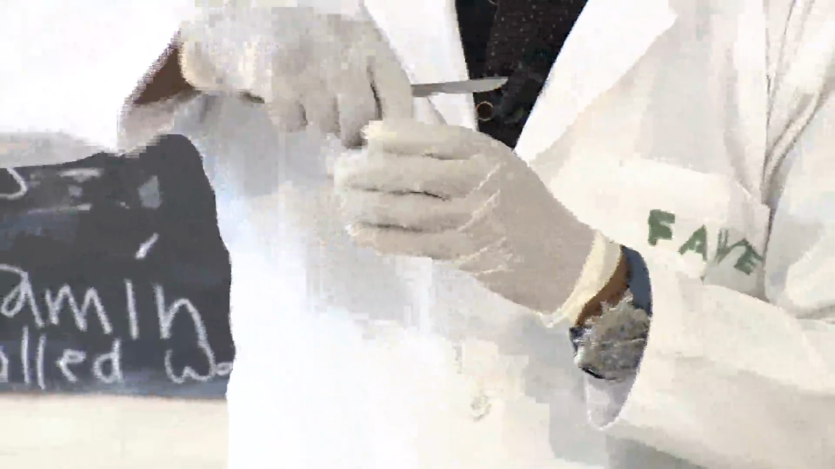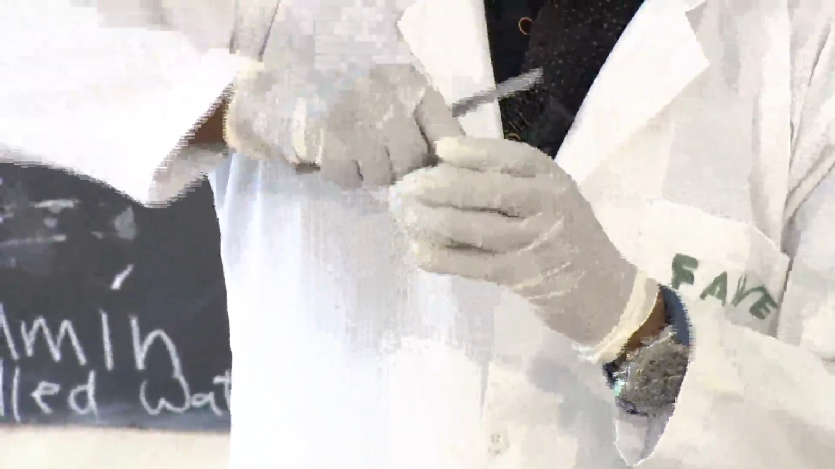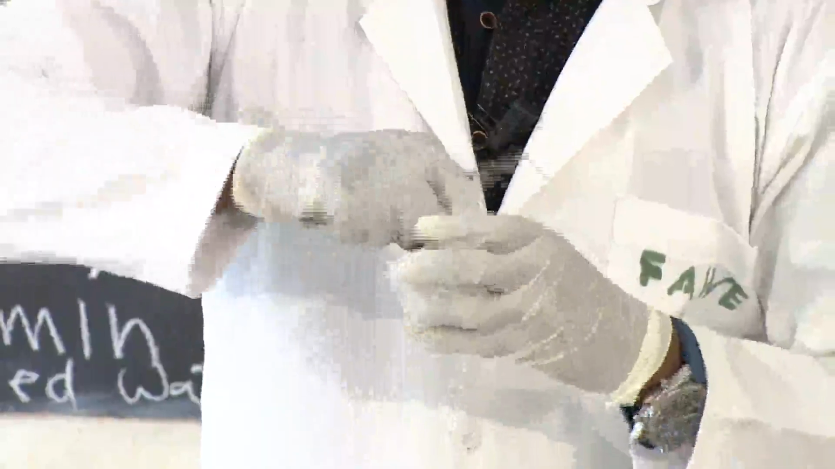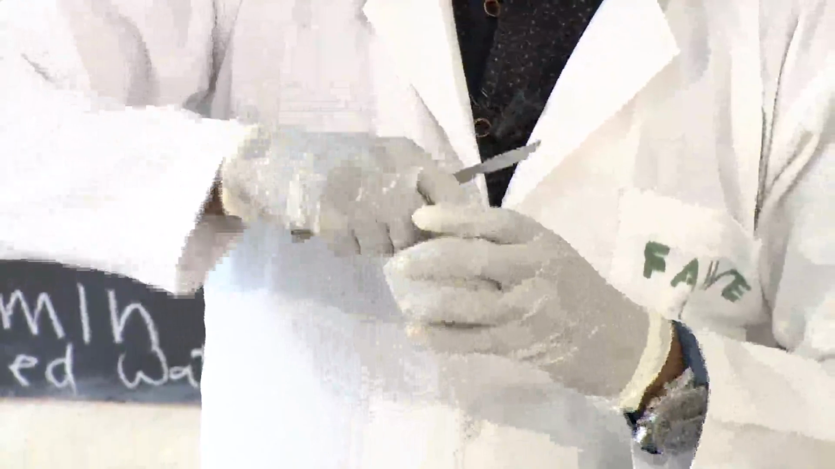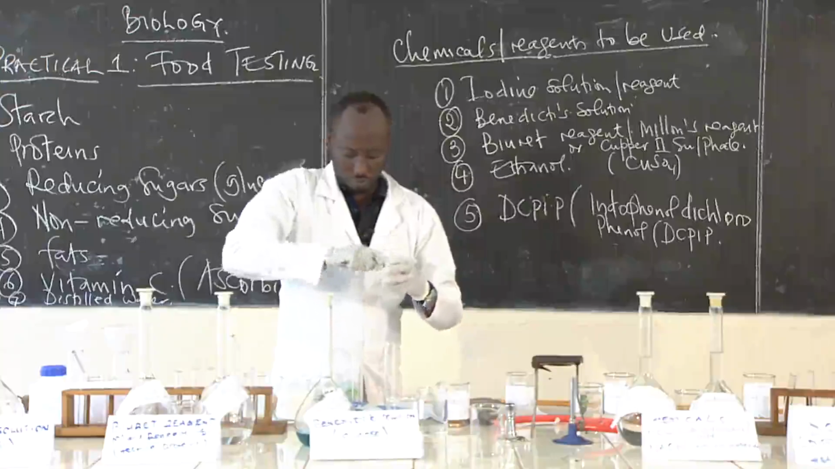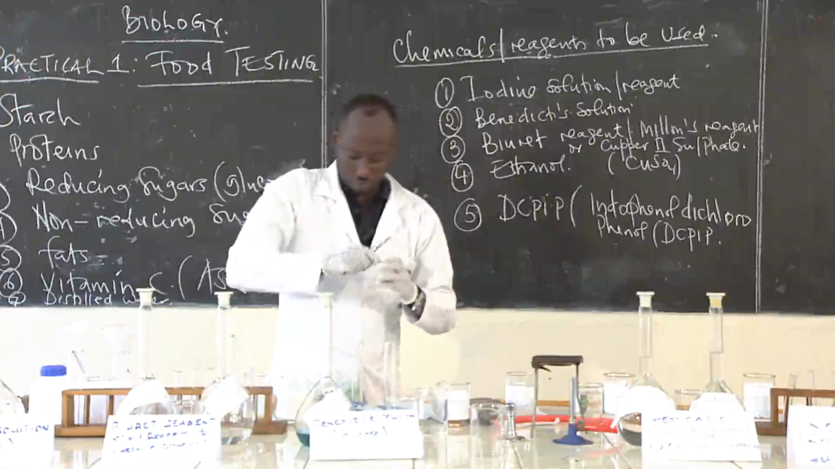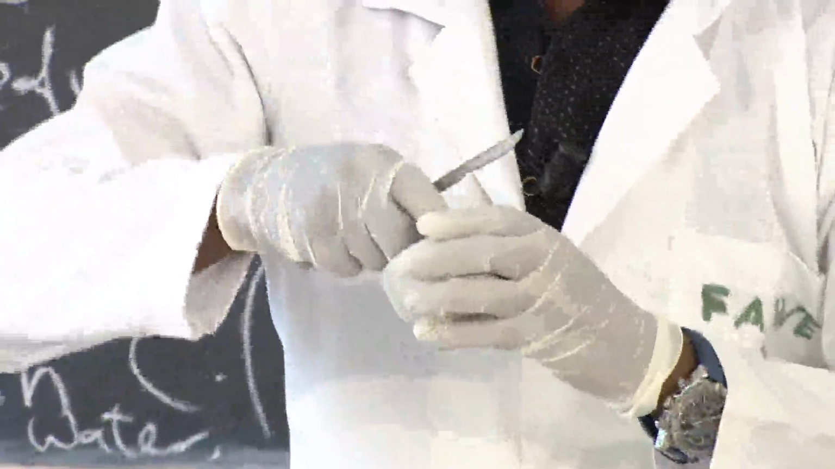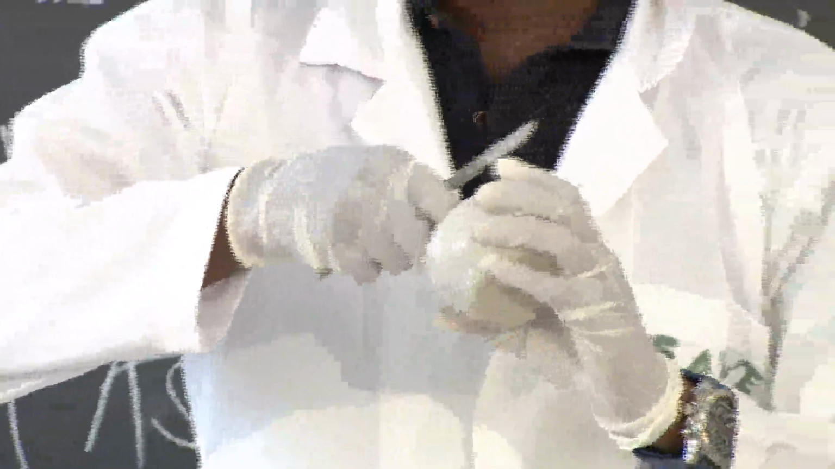This one was a prepared starch. This is the starch I'm extracting from the sweet potato. I'm using a mortar and pestle to crush the food. Okay? Now from there, I'm going to use the knife and put it into a test tube and see, does this contain starch?